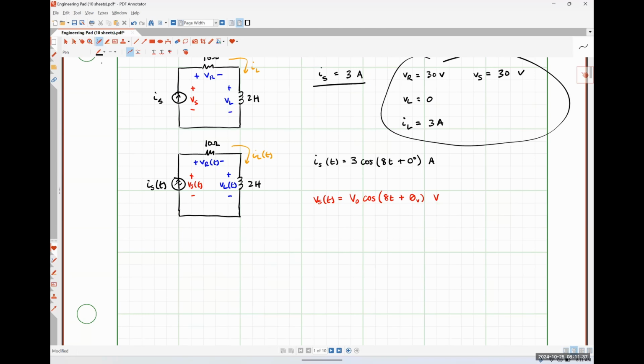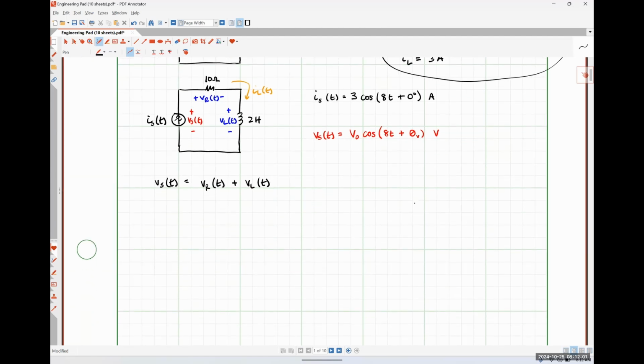So I believe that I could write a Kirchhoff's voltage law equation to find my source voltage Vs of t, and this would be nothing more than the sum of my resistor voltage and my inductor voltage, like so. Does anybody have a problem with this Kirchhoff's voltage law expression? Fairly straightforward, okay?